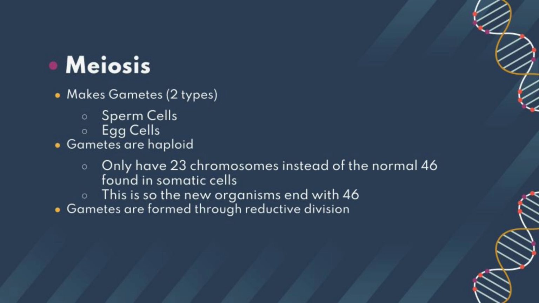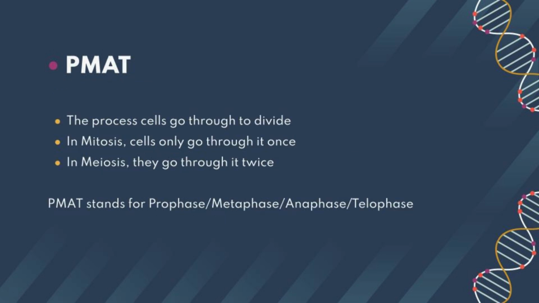There can be variation across species, but typically there are two types of gametes within a species, and they are haploid. They only have, in humans, 23 chromosomes instead of the 46. In other organisms, that half number could change, but it's always half. Gametes are formed through what we call reductive division.